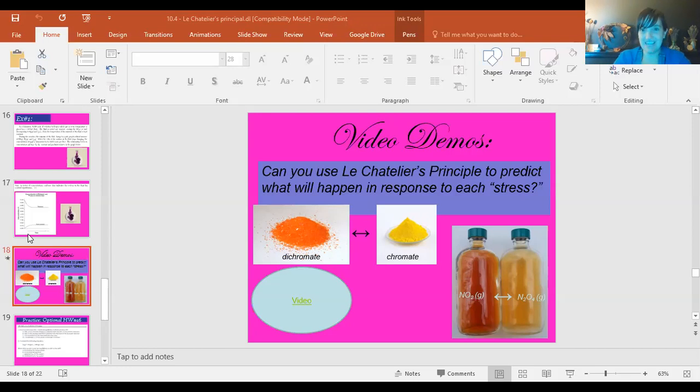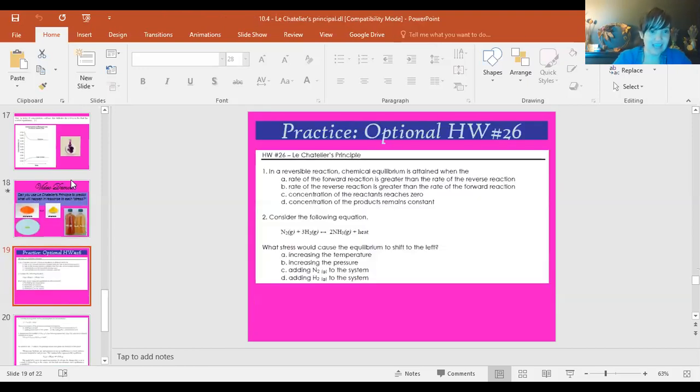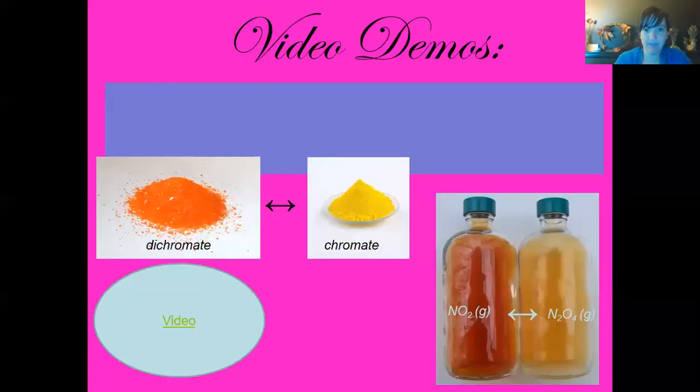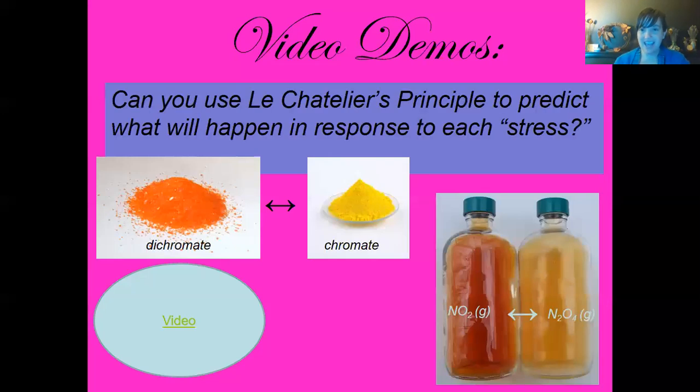All right, so if that didn't quite sink in, feel free to watch that video again so you can see the reason for the color changes. And I did just want to point out the first one they did with the dichromate and chromate. So they added acid to the yellow stuff and it turned orange. Then they added a base and it turned back yellow.